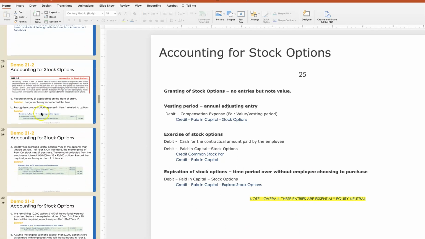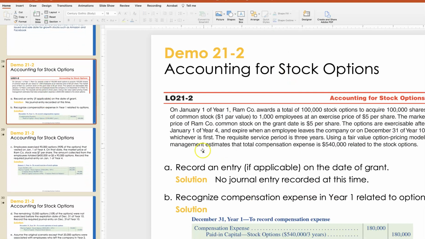So let's do a couple examples. Year 1, RAM awards a total of 100,000 stock options. So that means people can come in and acquire shares. Again, par, remember, that's meaningless. We just have to do bookkeeping there. What's meaningful is the exercise price and the fair value. Okay, so the 1,000 employees can purchase shares at $5 per share. That happens to be the same as the market price on the date. That's important. Tends to be the way they work.